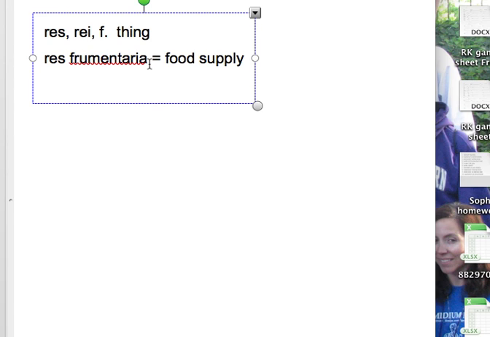Let me give you another example of a situation where res combines with an adjective. Res publica. Okay, what is this? It's the public thing, or the republic. That's where we get our word republic from, or simply the state. Okay, the public matter, the public affair, that's the republic, that's the state. So res publica means republic or state.